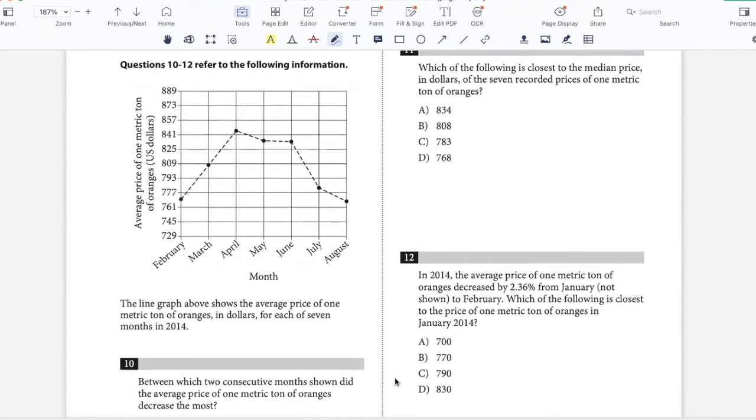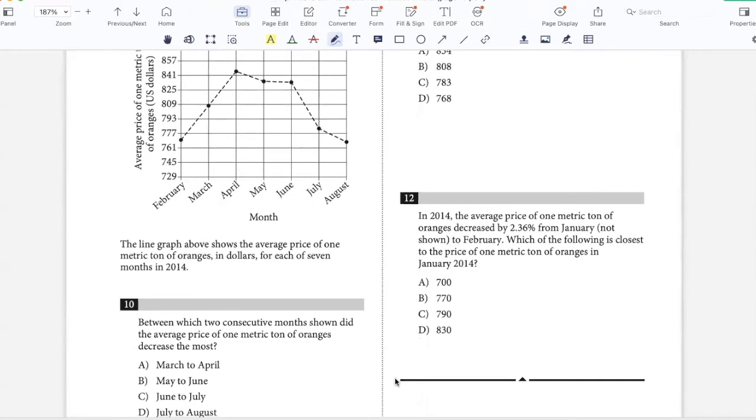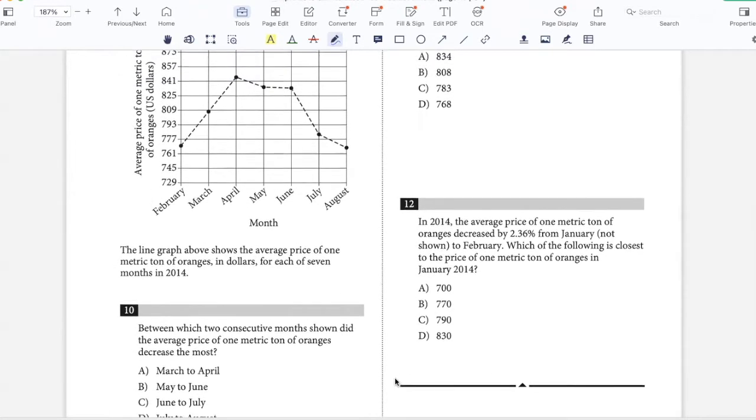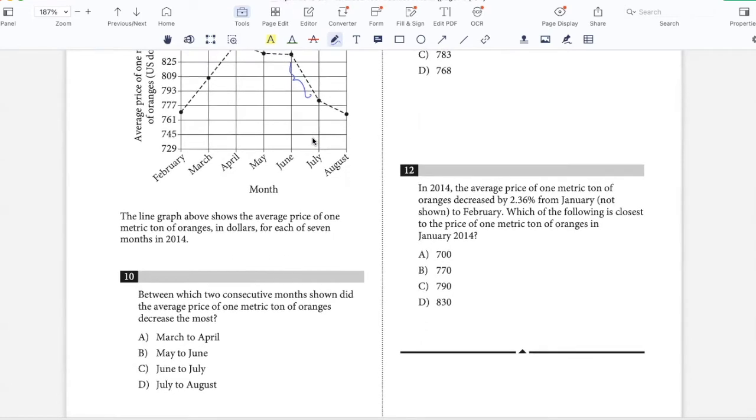The line graph above shows the average price of 1 metric ton of oranges in dollars for each of 7 months of 2014. Between which two consecutive months did the average price of 1 metric ton of oranges decrease the most? Okay, decrease the most would be June to July, right? This is the greatest fall. So June to July.